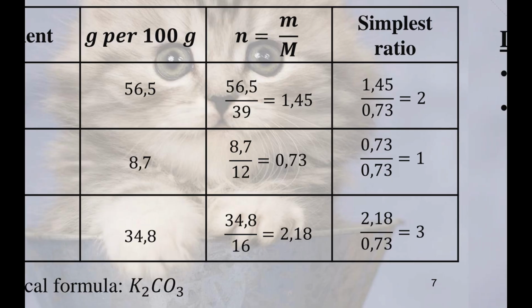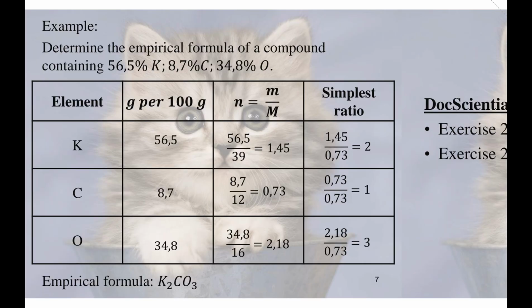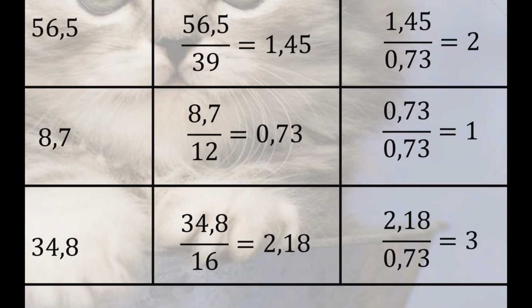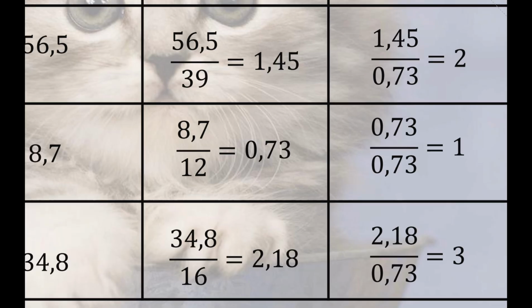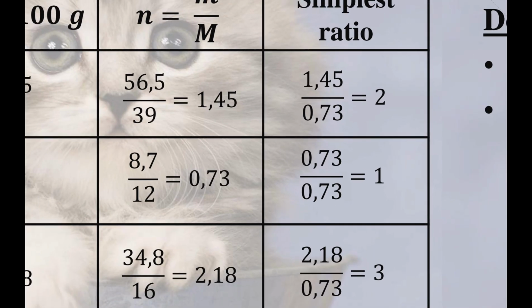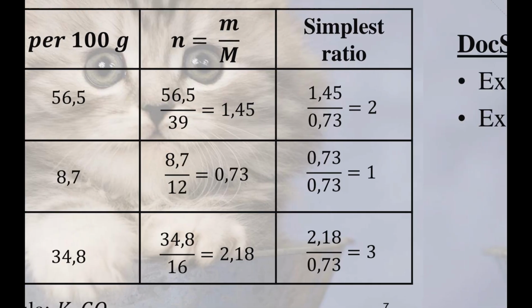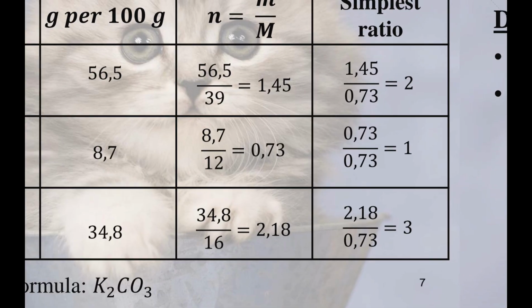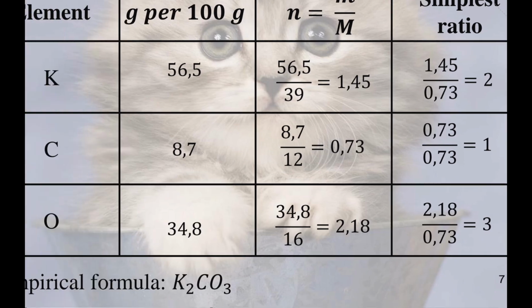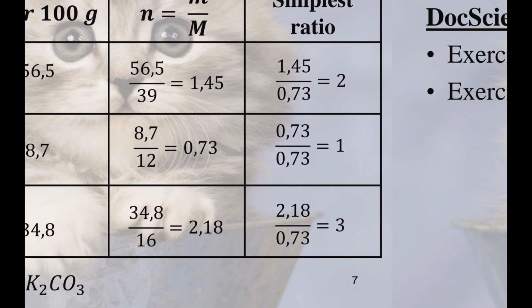And then from 1.45, 0.73 and 2.18, you will find the simplest whole number ratio. Which number is smaller between 1.45, 0.73 and 2.18? Of course the answer is 0.73. Then you divide 1.45 by 0.73, you will get 2 for potassium, divide 0.73 by 0.73, you get 1 for carbon, and divide 2.18 by 0.73, you get 3 for oxygen.